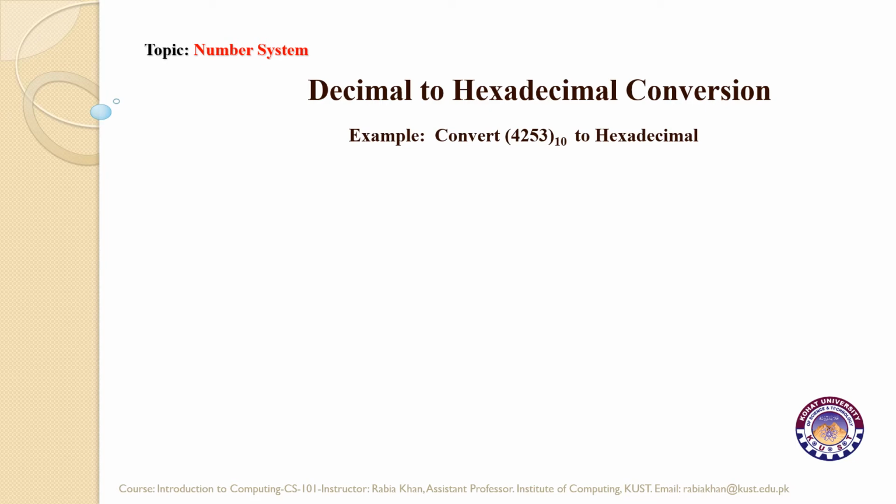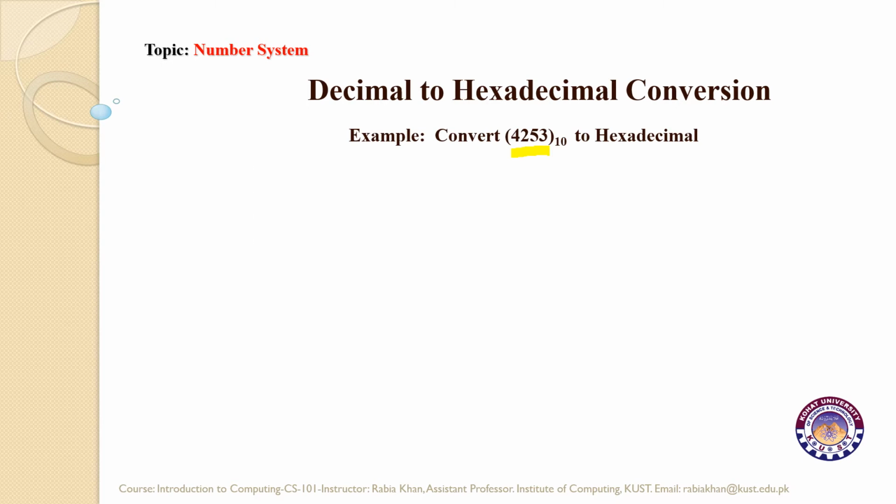Let's now move on to another example. Again, we are given a decimal number 4253 and we have to convert it into a hexadecimal number. The rule must be clear to you now. We need to divide this decimal number successively by 16 until the quotient and remainder come within the range of the hexadecimal number. Here we would stop our division process.